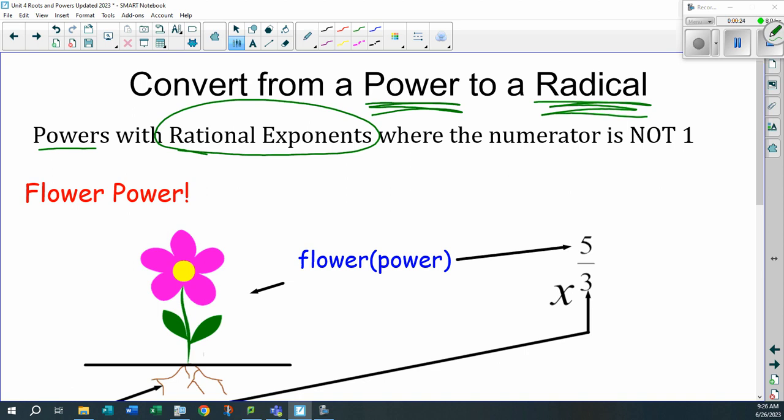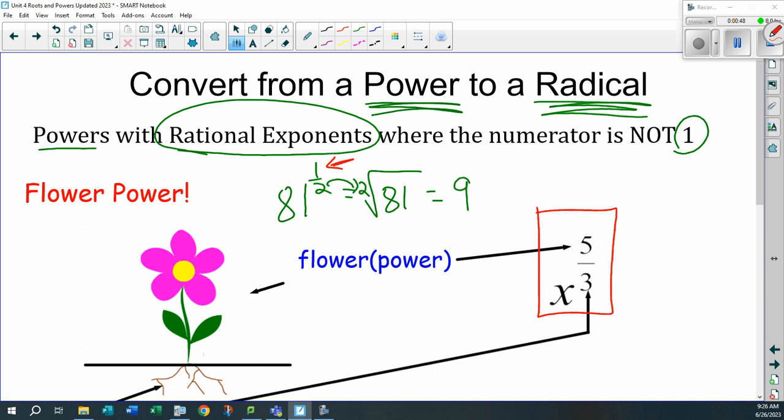Because every one that we've done so far, the numerator's been 1. Remember this? We said 81 to the 1/2. And we said, oh, that's the same as square root of 81, which is just 9. And that little 2 went into the index right there, right? Okay, that's only half of it. Because what if this guy was not 1/2? What if this guy was some other crazy number, like, for example, 5/3? What do you do with that now?